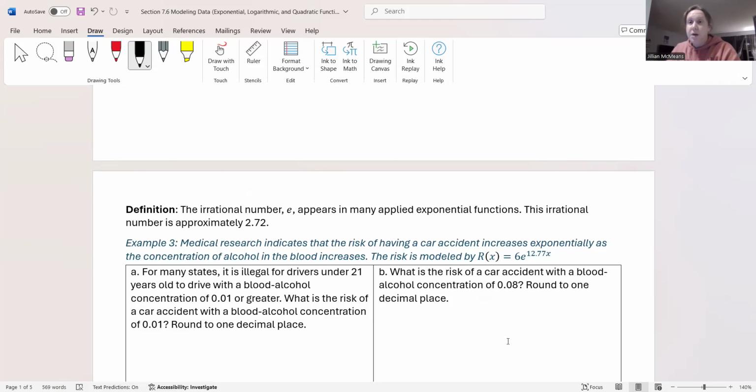Well, there's another irrational number that has a lot of applications in exponential functions, and it is e. The irrational number is approximately 2.72. So if we use e in math, 2.72. Now with that said, you will see e again. It'll show up when we talk about finance. So don't forget about e.